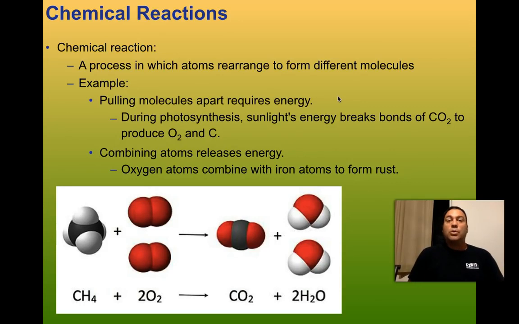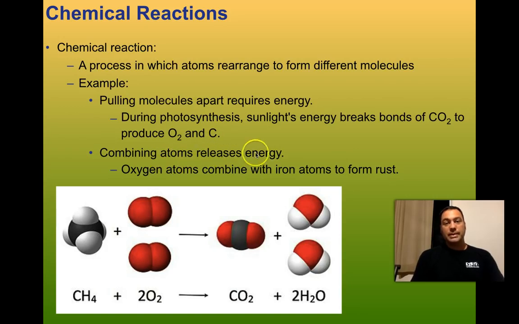All right, let's do a quick overview of chemical reactions then. Okay, so a chemical reaction is simply a process in which atoms rearrange to form different molecules, usually for their mutual benefit, right? They want to fill up that outer shell, or there's a charge imbalance, right? An example would be pulling molecules apart requires energy. So during photosynthesis, sunlight's energy breaks bonds of carbon dioxide to produce O2, which is oxygen, and carbon.